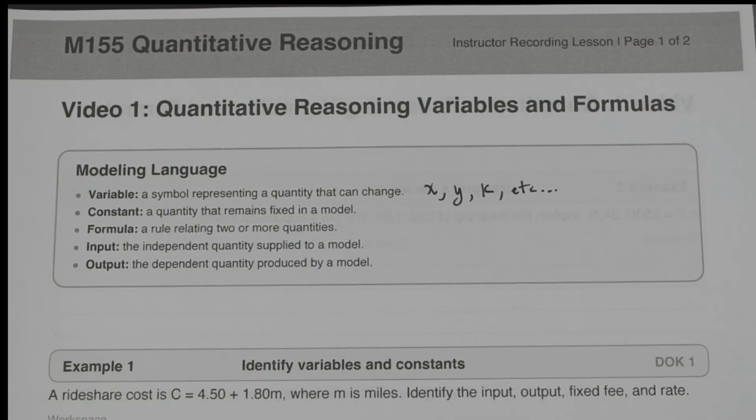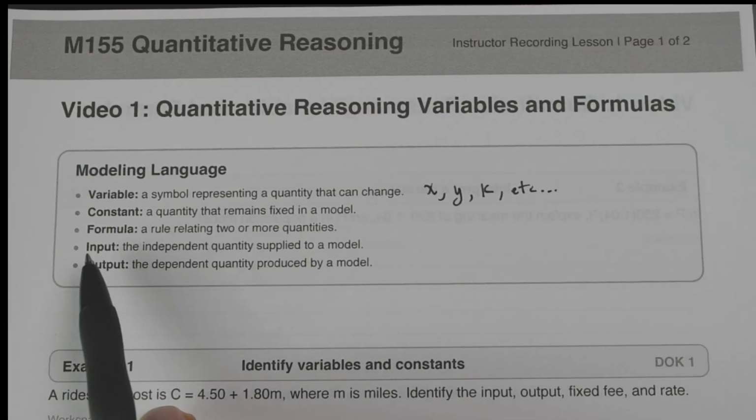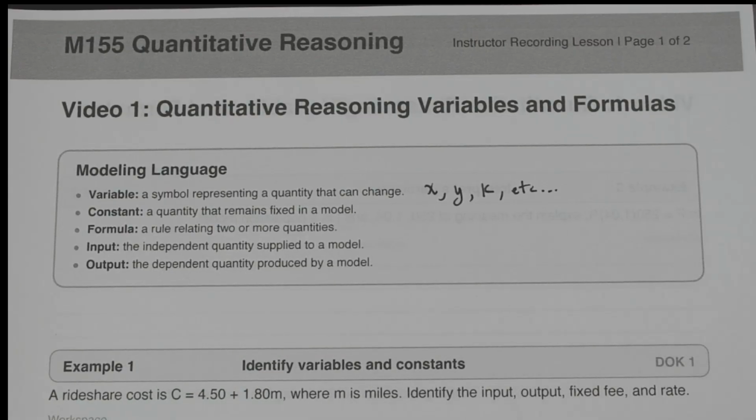A formula is a rule relating two or more quantities. So let's say you go to the market and buy a candy bar, you can calculate based on the cost of that candy bar and the number of items you buy and multiply them, and that would create a formula for that particular equation. An input is the independent quantity supplied to the model, and an output is the dependent quantity produced by the model. So the output is the dependent quantity, and the input is the independent quantity.